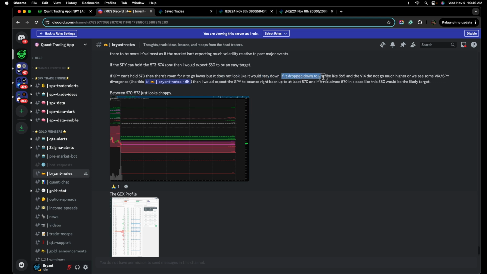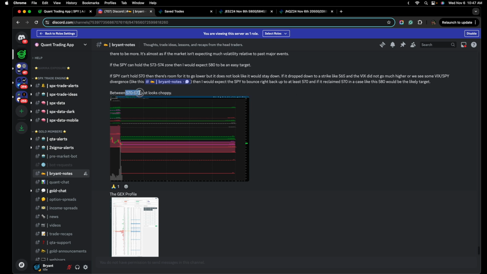If it dropped down to a strike like 565 and the VIX did not go much higher, or we see some VIX SPY divergence like this, I'll leave that for another video, as I've covered that in other videos, then I would expect the SPY to bounce right back up to at least 570, and if it reclaimed 570 in a case like this, 580 would be the likely target. All signs, in my opinion, are targeting 580.